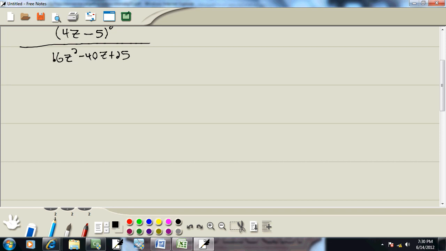Z squared, z, no z, and there's a number for the z squared. So that tells us the key number. So we'll take 16 times 25, which gives us 400.